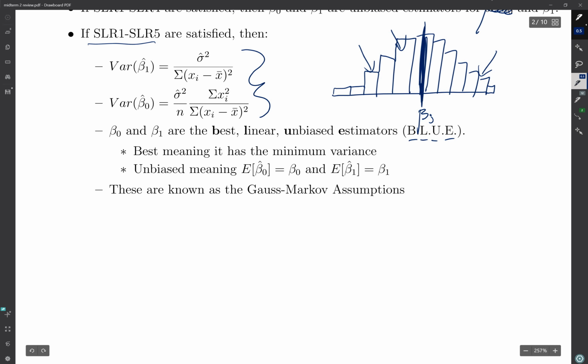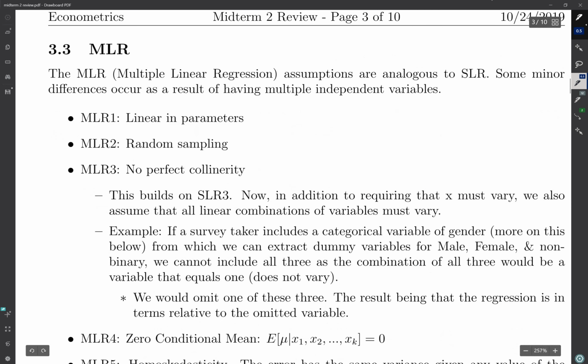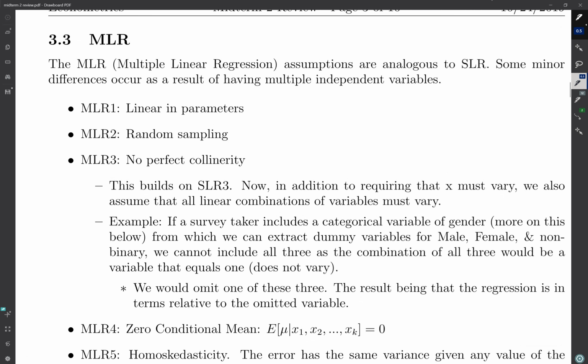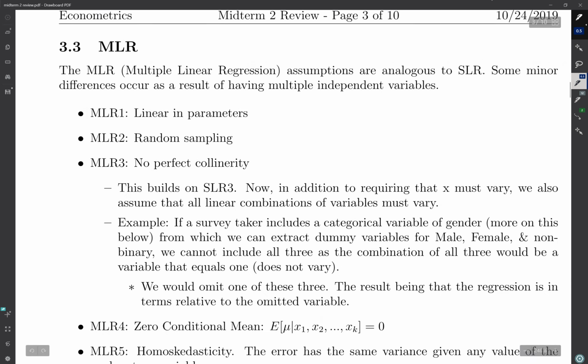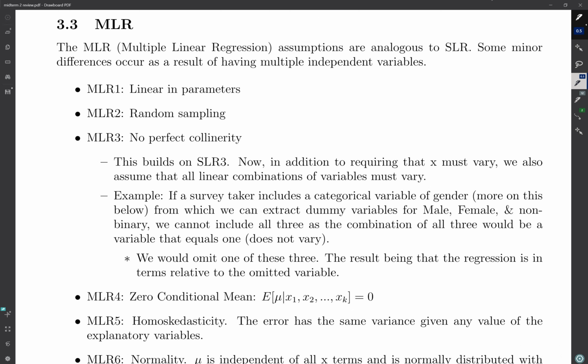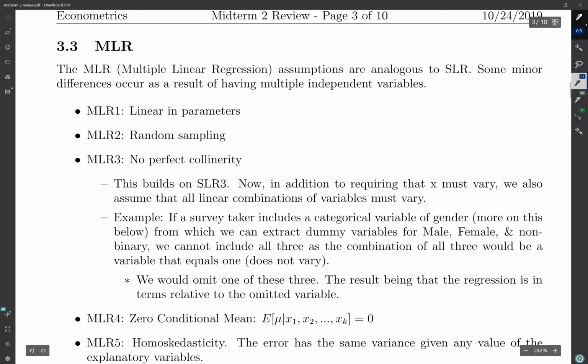Okay, meaning this particular estimator has the minimum variance and it's unbiased. So these 5 assumptions are known as the Gauss-Markov assumptions. Now we've got some MLR versions of these. They're very similar for the most part. Linear parameters, that's the same.